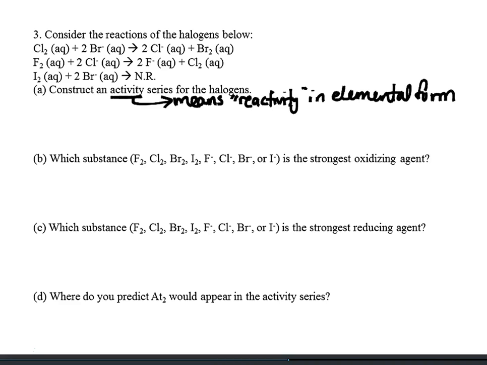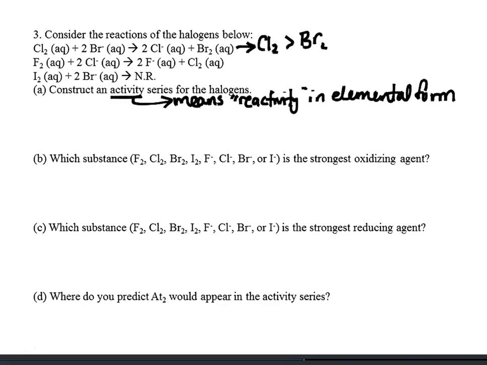So if we're looking at the first reaction, we see that chlorine will take these electrons away from bromide to form chloride ion and elemental bromine, which means that chlorine as an element is more active than bromine, because just like the metals, if the forward reaction occurs spontaneously, the reverse reaction does not occur spontaneously. So you can say for sure that chlorine is more active than bromine.